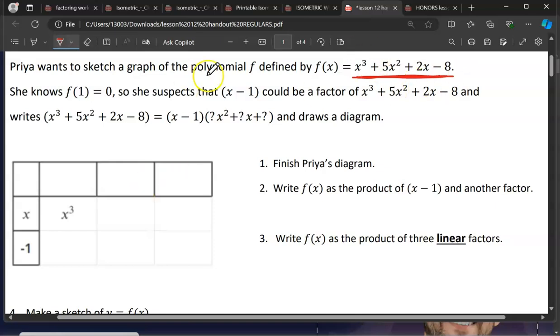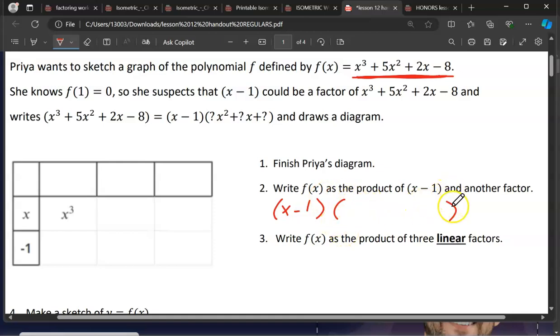What they do tell us is that one of those parentheses is x minus 1. So I do know that eventually, question 2 is x minus 1 times, well, it's up here, right? Right here is what they're asking. Number 2 says, please write the x cubed equation as x minus 1 times a set of parentheses that includes an x squared term, an x term, and a constant term. So that's what number 2 is asking.